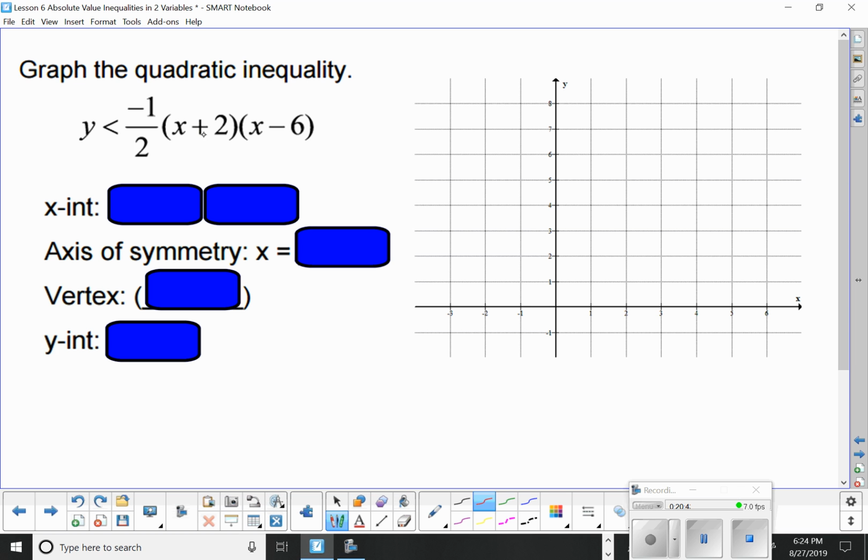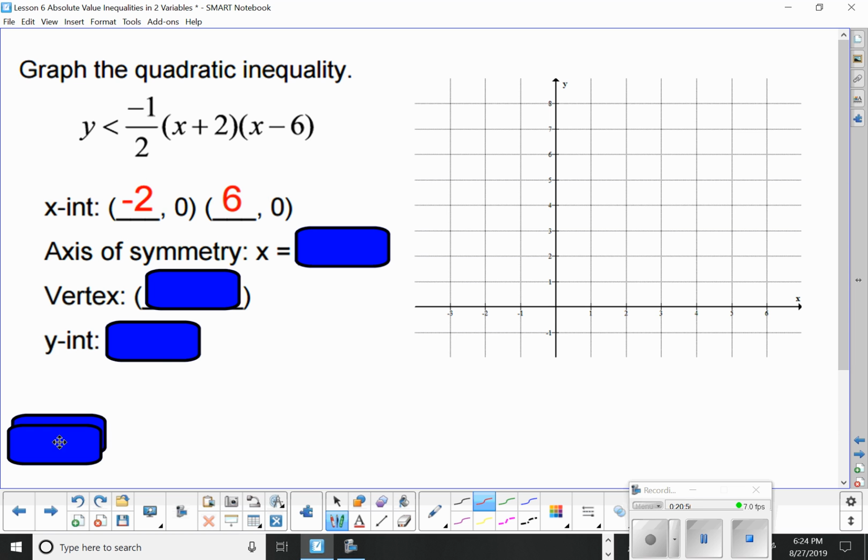x-intercepts. I set each factor to 0. So here this would be x is -2 and x is 6. So I can get those very quickly. I'll just move these guys down here. So I've got -2 and I've got 6. My axis of symmetry, it's halfway between these two. So I can do -2 plus 6 is 4 divided by 2 is 2, or I could count in. There's lots of things that I could do. Either way, I'm going to get that the axis of symmetry is 2.